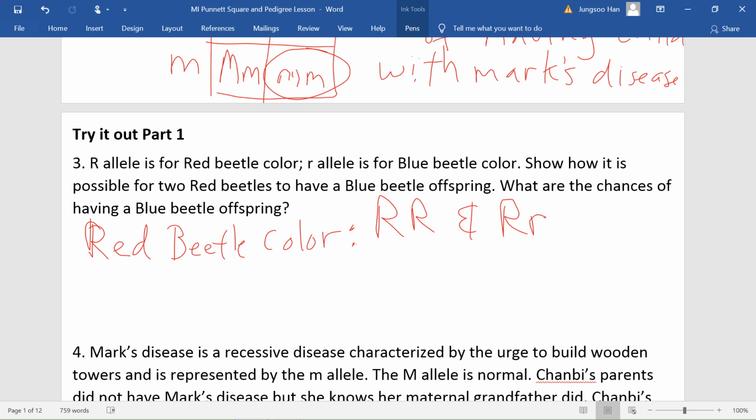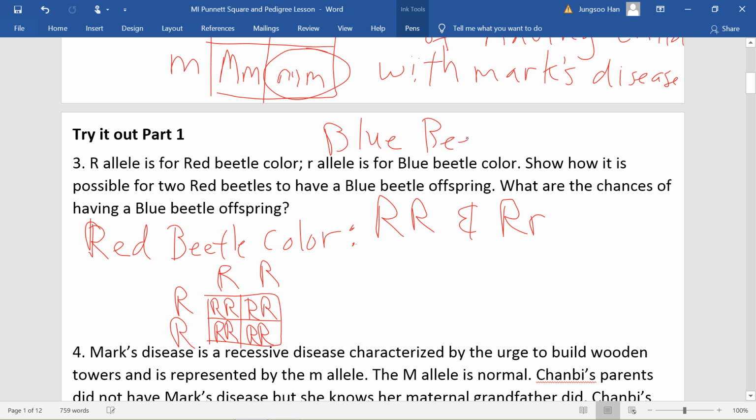So if we do the Punnett square, we have to think about this a little bit. Is it possible for 2 red beetles to have a blue beetle offspring? If we go through the possibilities, let's say that both individuals are big R big R, and we do the Punnett square. We find that none of these are little r inside the Punnett square. In order to have a blue beetle, the only possible genotype is little r little r, so this would not work.